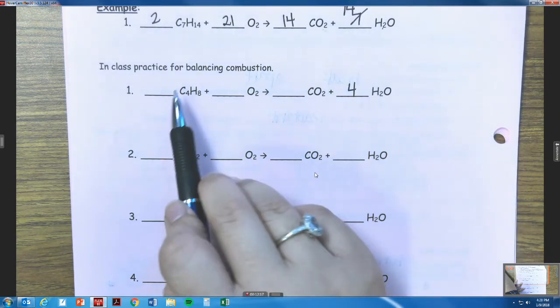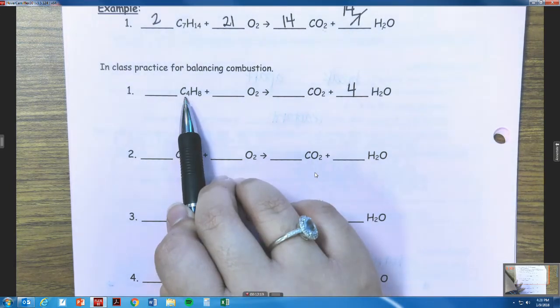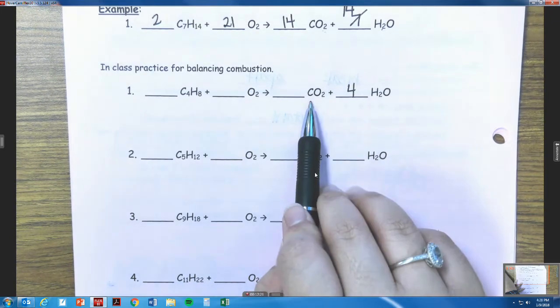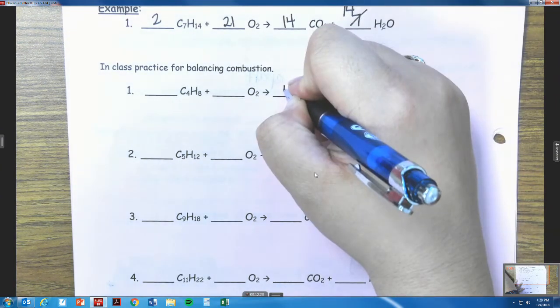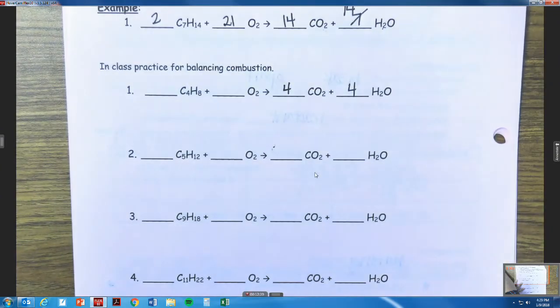Okay, so carbon here, we have 4. Carbon on this side, we only have 1. So if we only have 4 and 1, then we have to multiply this by 4, to make it even, to make it balanced. Okay, so now that carbon is balanced, now we can move on to oxygen.